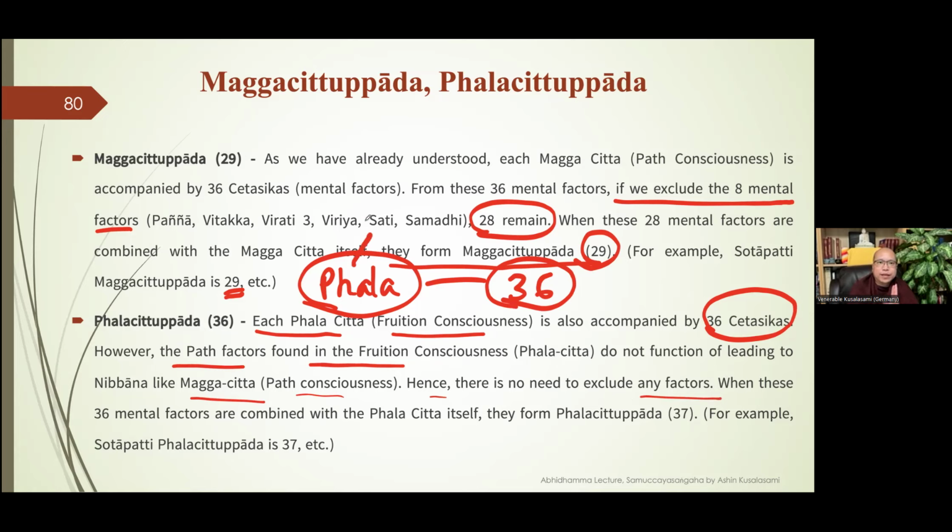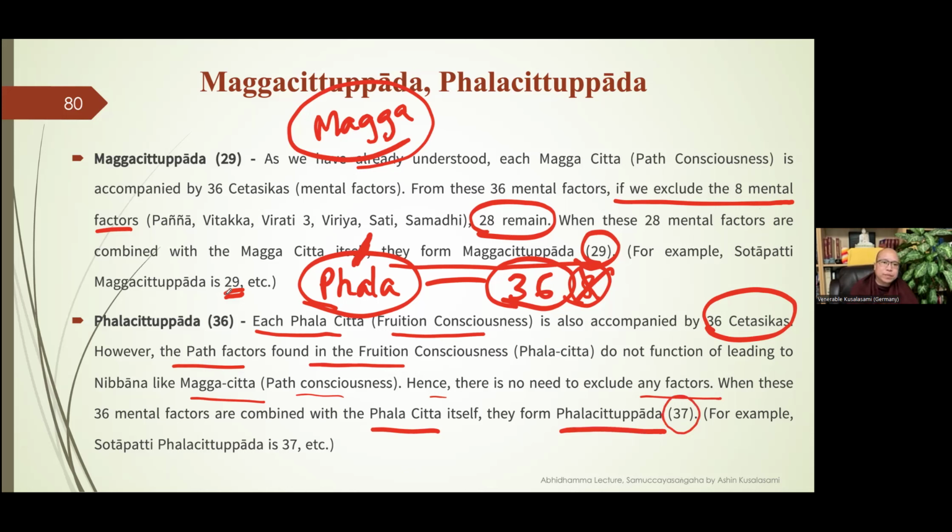This is a Phala Citta, not a Magga Citta. The Magga factors cannot be separated in the Magga, but Phala is Phala, it is not Magga. So we don't need to exclude the eight mental factors of the Magganga. So when these 36 mental factors are combined with the Phala Citta itself, they form Phala Cittuppada, 37. So Magga Cittuppada is 29 and Phala Cittuppada is 37. For example, Sotapatti Phala Cittuppada is 37.